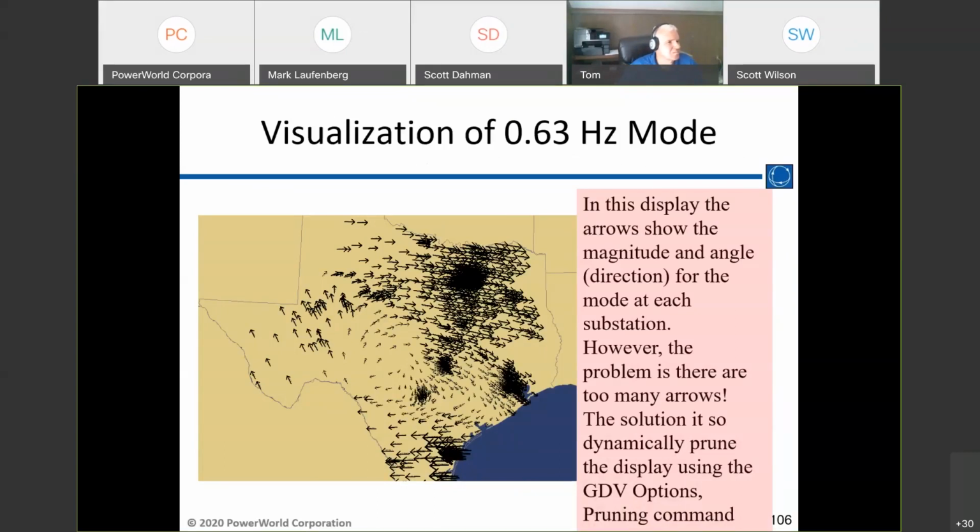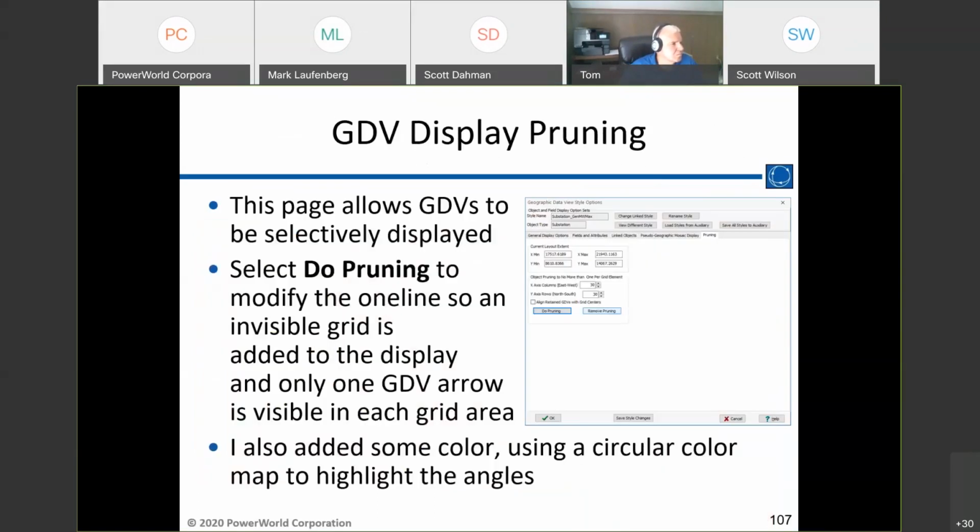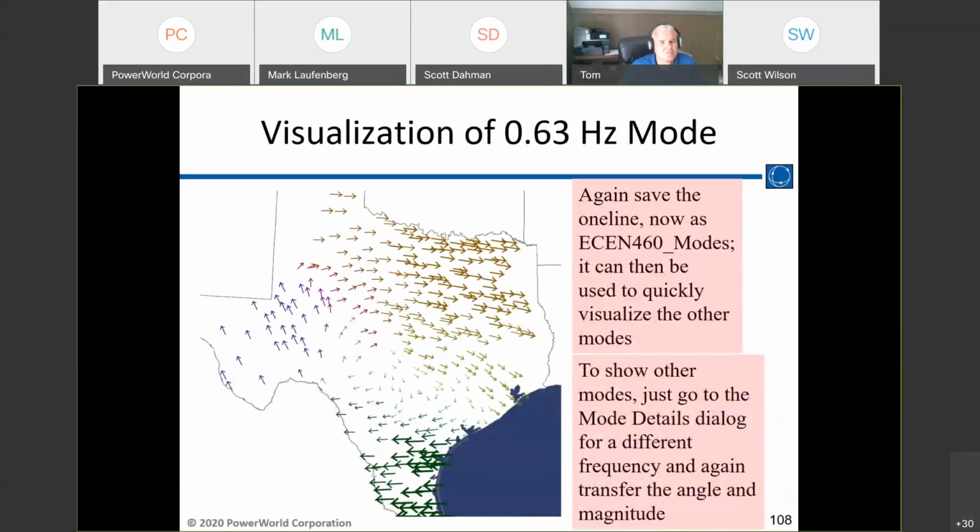This is kind of a mess. So Tom came up with a way, we call it pruning, to get rid of some of the arrows so that there's not too many in one place. And now he's also coloring them based on, I'm not sure, Tom, what's the color here? Well, the color was just based on angle. Oh, okay.